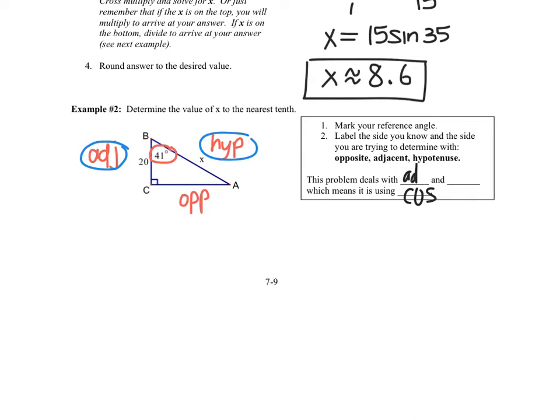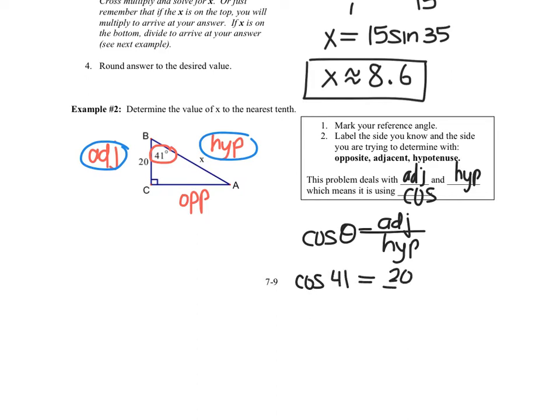So adjacent and hypotenuse. So again, I'm going to write my general formula. Cos theta equals adjacent over hypotenuse, and I'm just going to substitute what is given to me. So the reference is 41, my adjacent is 20, and my hypotenuse is x. And I'm going to put that cos 41 over 1 so that I can cross multiply. Now in this case, it's not going to be one quick calculation. We're multiplying x by cos 41, and we're multiplying the 1 by the 20.